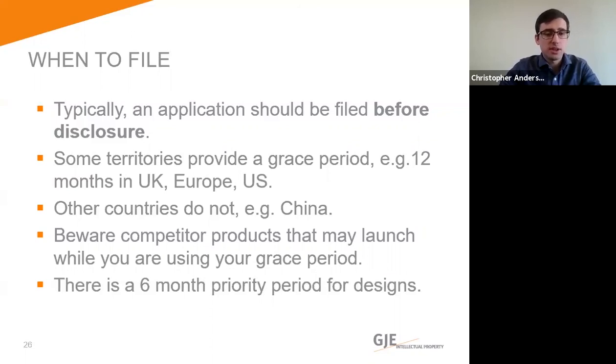So an alternative to using the grace period is to use the priority system. So this allows you to file applications around the world and base them on one application that you filed within the preceding 6 months. So you can use this to file a registered design application in a relatively inexpensive country like the UK, for example, before making the decision in another 6 months as to whether you want to pursue this design in other countries. So this can give you 6 months to test your design out on the market before committing to registering the design in lots of countries around the world.